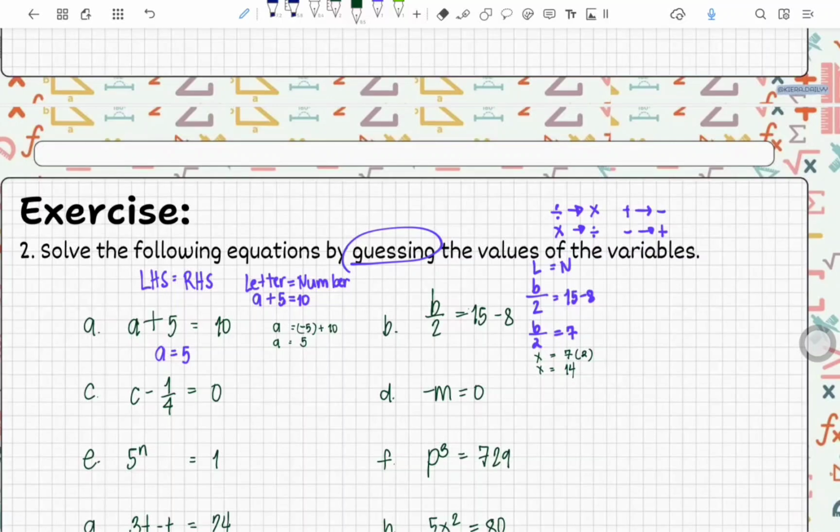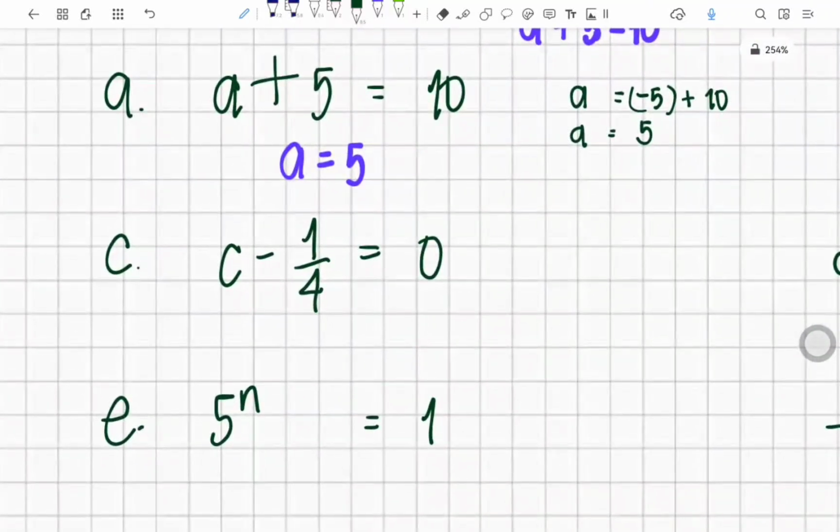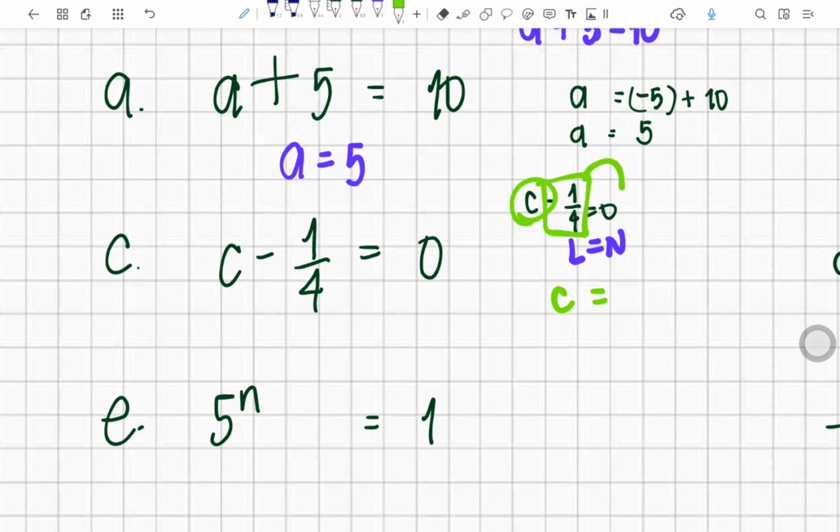Okay, let's start with letter C. In letter C, C minus 1 over 4 is equal to 0. Well, this is quite easy. Again, letter is equal to number. C is a letter, so it will stay. Negative 1 over 4 is a number, so we have to move that, from negative it will become positive, plus 0. Since that is a plus 0, we don't need to write it anymore.